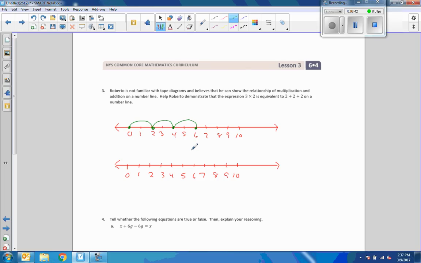Second number line could show a sum of 2 plus 2 plus 2. So how do we show sums? We show them as arrows, starting at 0. Plus 2 is an arrow. Plus 2 more is another arrow. And plus 2 more would bring me to my answer of 6. Okay, so I should probably start at 0, show a dot, go up 2, put a dot, go up 2, put a dot, go up 2, put a dot.